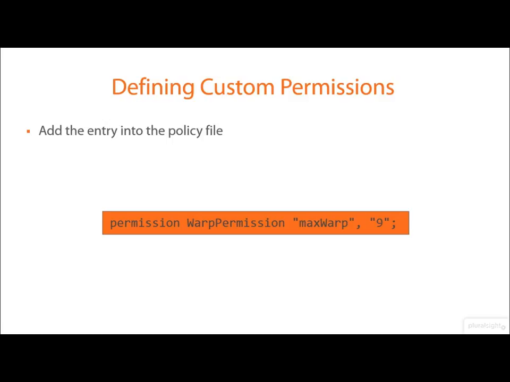So we give it the name of the class that implements the permission. In this case, we're going to model a spaceship, and spaceships can fly at warp speed, and they have a max warp. And in this case, we're going to say the max warp is 9. So by adding this permission to our policy file, we're giving the spaceship the ability to fly at warp 9.